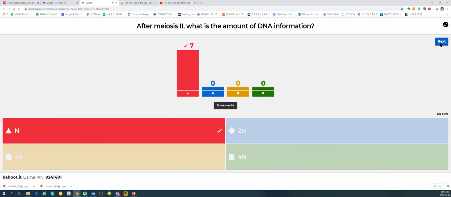After meiosis 2, the two copies of DNA are separated and go into single cells, either sperm cells or egg cells, and that amount of DNA information should be 1N. Now, if I ask whether recombination is happening, should the answer be N, or bigger than N? What do you say?